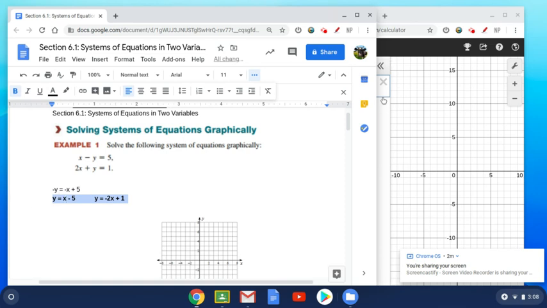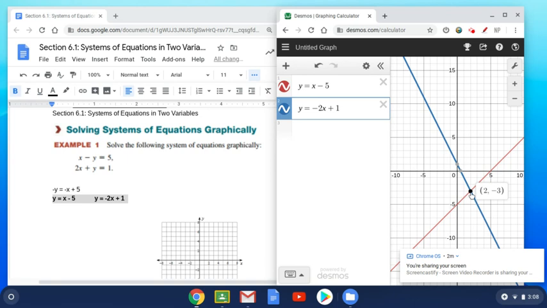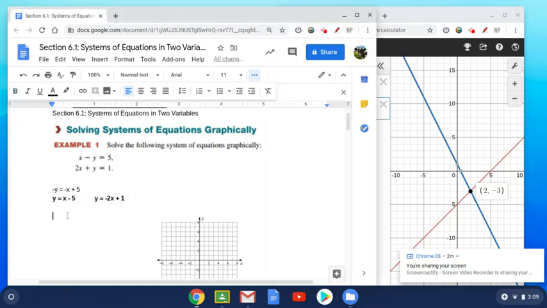So to find where they intersect, I'm going to go to Desmos now and type them both in. So y equals x minus 5. y equals negative 2x plus 1. And I'm going to find where they intersect, and boom, right there, they intersect at 2, negative 3. So keep in mind, when you're writing the solution to a system of equations, remember the definition of a solution is where do these things intersect. So your answer is always going to be written as a point. So your answer here, or your solution, is going to be 2, comma, negative 3.